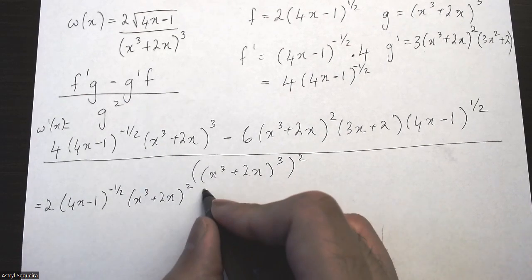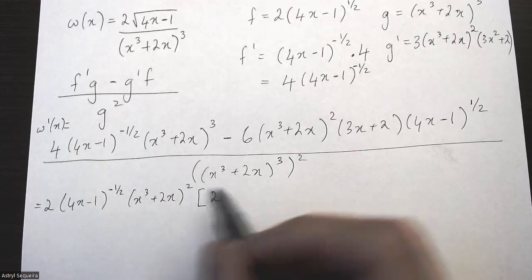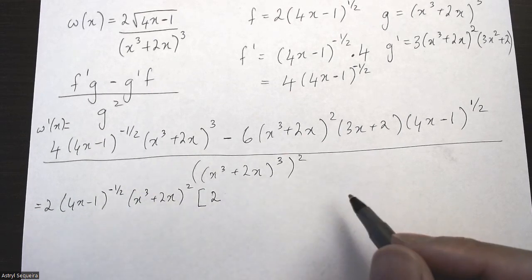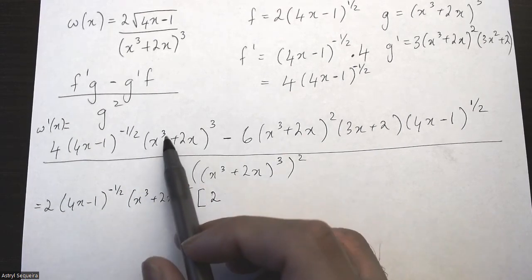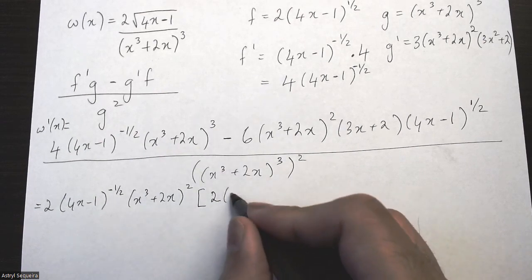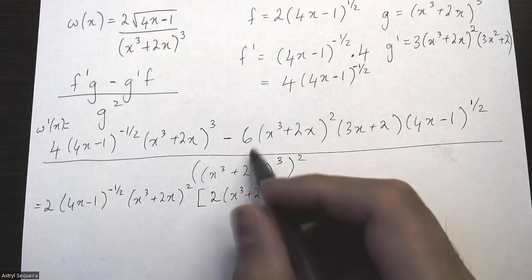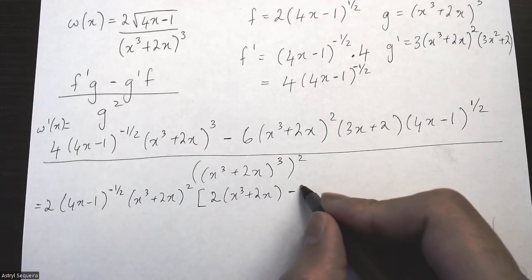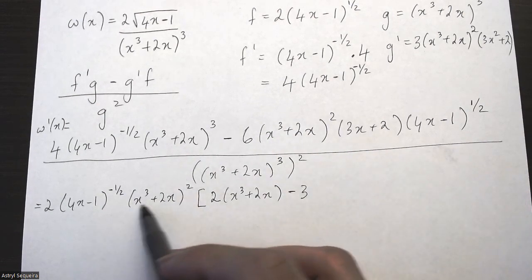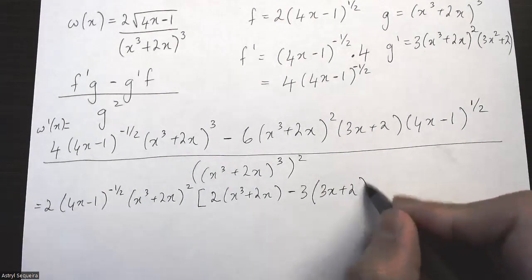So now if I common factor this out, let's see what I'm left with. The 4 divided by 2 turns into a 2. (4x minus 1) to the negative half divided by (4x minus 1) to the negative half is just 1, so I don't need that anymore. And if I take out 2 of the 3 of these, I'm just left with x cubed plus 2x here. 6 divided by 2 is 3. This whole thing is just going to disappear because I've already taken them all out. And 3x plus 2 will remain.